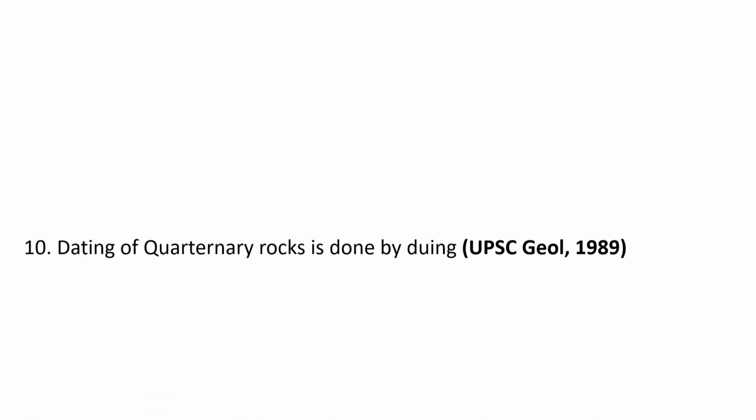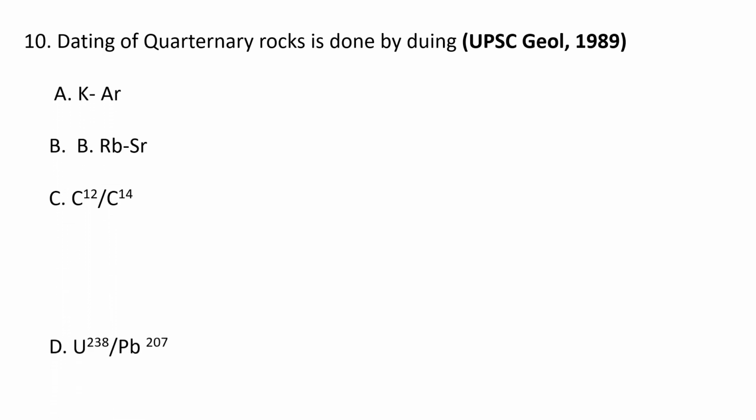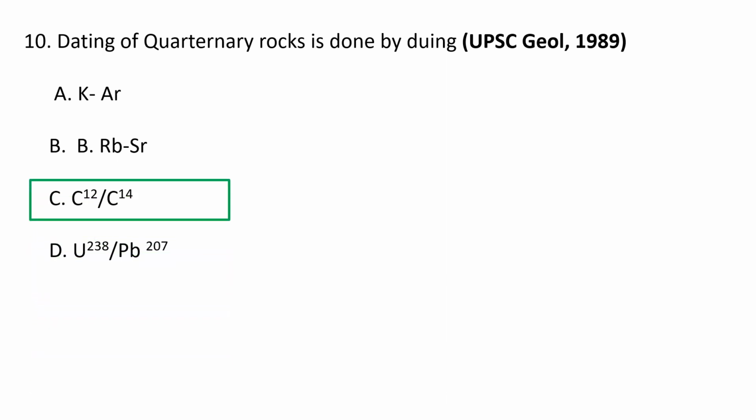Next question. Dating of quaternary rocks is done by: A. Potassium argon, B. Rubidium strontium, C. C12 by C14, D. U238 by Pb207. So dating of the quaternary rocks, that means the recent rocks, is done by C12 by C14, which has a half-life of around 5730 years. So that's why dating of the quaternary rocks is done by carbon isotopes like C12 by C14.